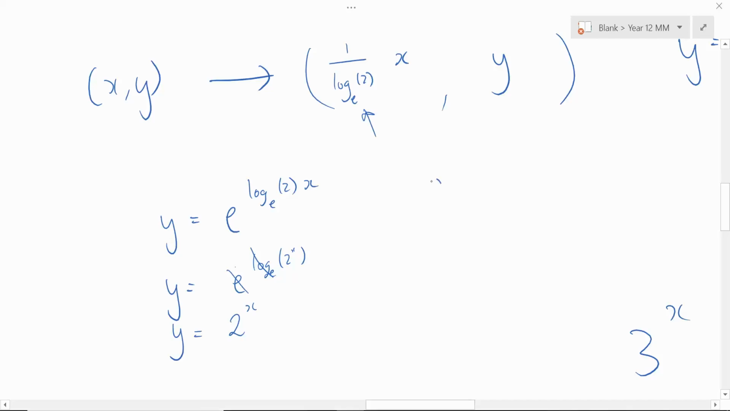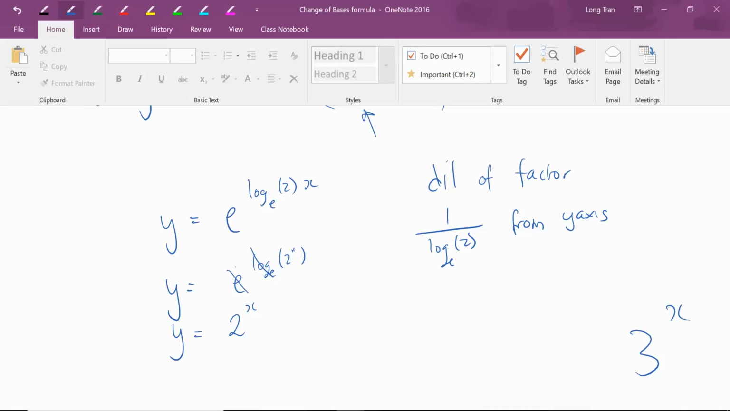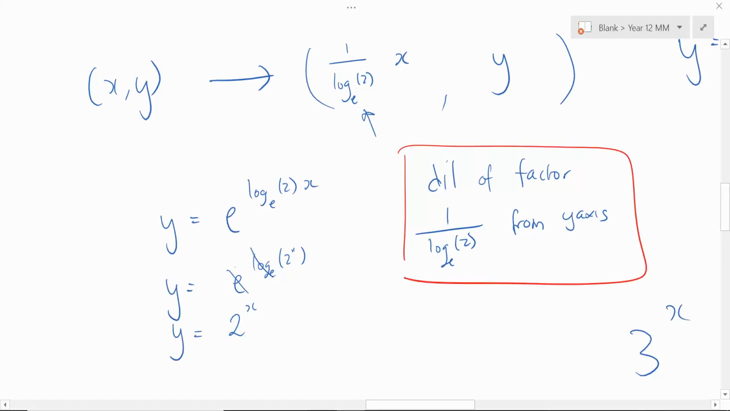So if you were to answer the question, it's dilation of factor 1 over log e of 2 from the y-axis, because you're dealing with your x values. Okay? There you go. So I'm going to put red here. There you go. That's my answer.